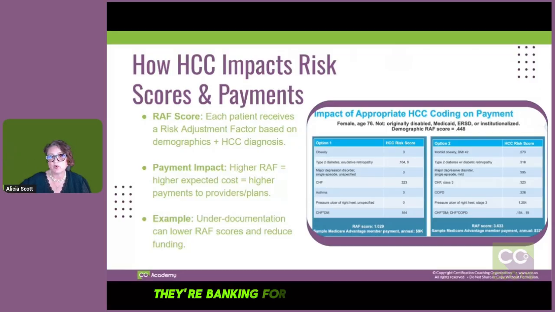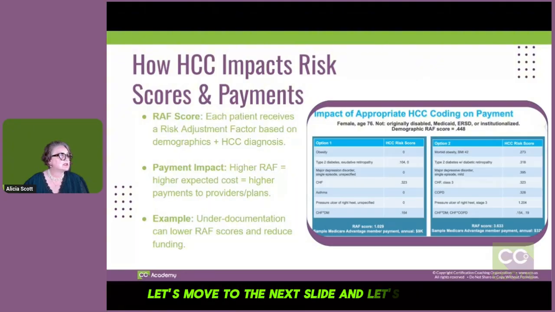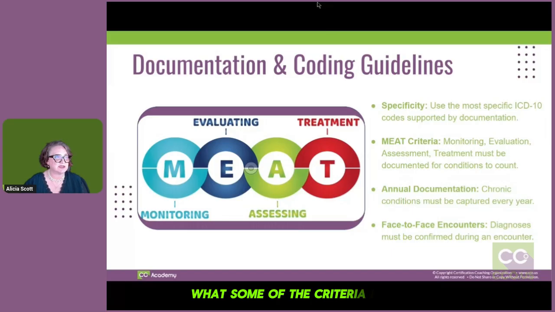They're banking for that patient's care because they know specific diagnoses take this amount of money to take care of, and that have more complications as you get combo codes and stuff like that. The lower the RAF score, the less money that's set aside for the patient. The higher the RAF score, the more money that's set aside. And they want to make sure that they have coders who capture these HCCs accurately. And that's why they created a certification. Let's move to the next slide and let's see what some of the criteria is when you're capturing the HCCs.